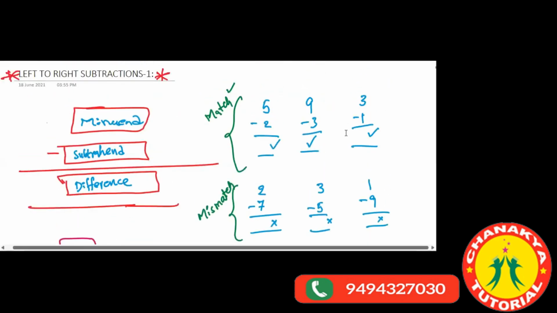Okay, for the purpose of recording, I'm mentioning again. If the minuend is greater than the subtrahend, we'll get a positive difference, and this is called a match combination. If the minuend is less than the subtrahend, we'll get a negative difference. We call it a mismatch. Okay. Next.